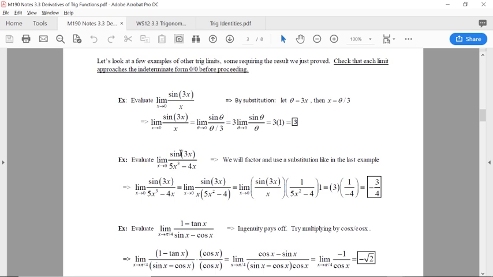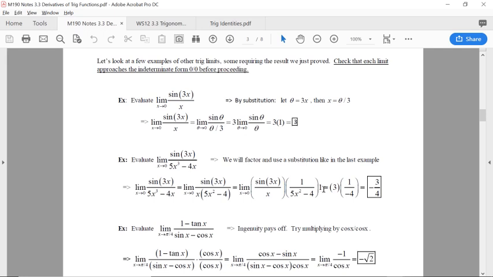The numerator is not polynomial, so we're not going to deal with factoring up there. But we do have polynomial in the denominator, and we can factor out the removable discontinuity in the denominator. We can take out the x. And now we can split these apart into sine 3x over x times 1 over 5x squared minus 4. As long as we can run each of these limits and get a finite value, then the product of those values would be the value of the limit.